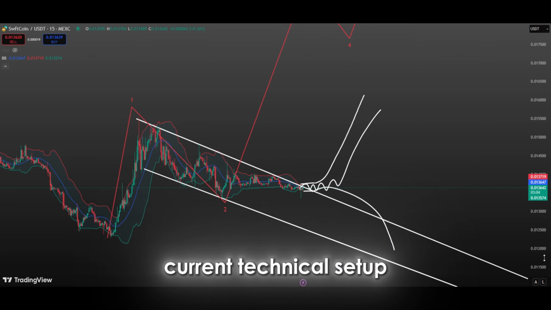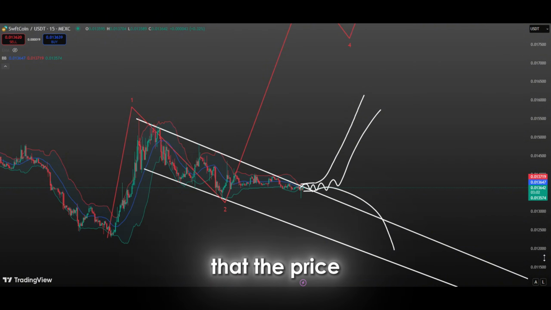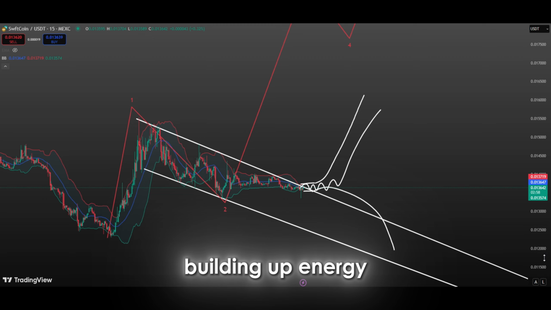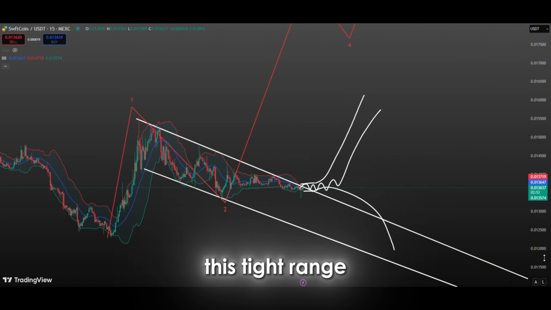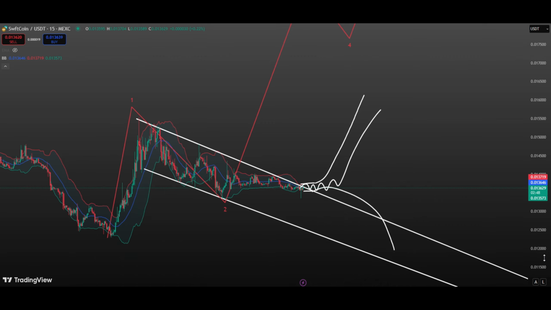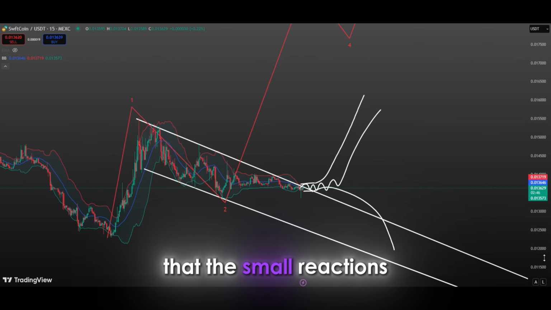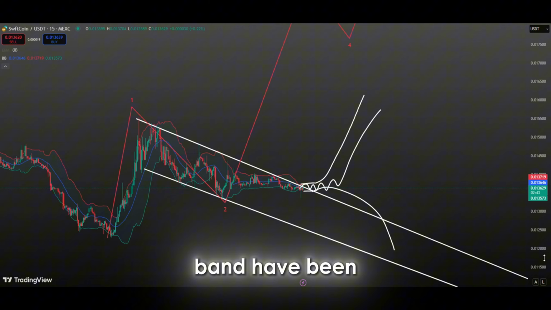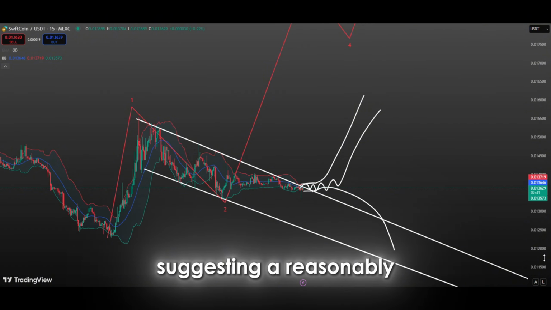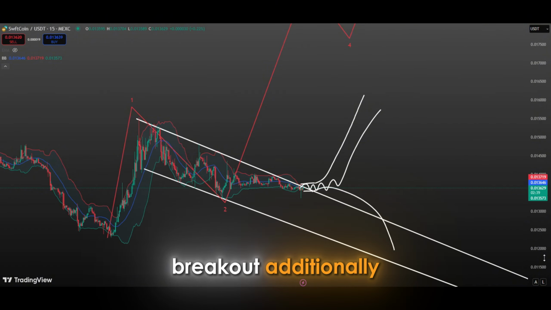Looking at the current technical setup, we can see that the price has been under pressure for some time and is in a phase of building up energy. This gives us strong clues that an explosive move is near. Which direction the price will break out of this tight range will be clarified by the breakout of support or resistance levels. The current technical outlook shows that the small reactions toward the upper band have been gaining strength, suggesting a reasonably strong possibility of an upward breakout.